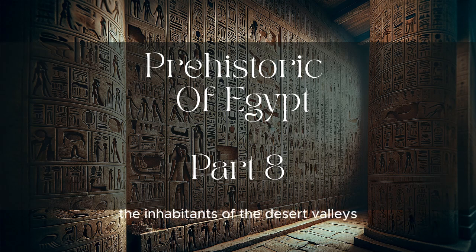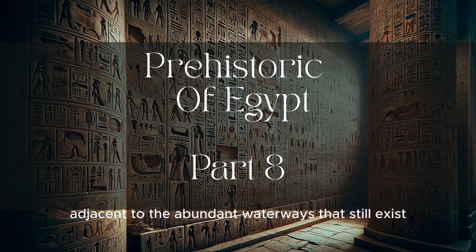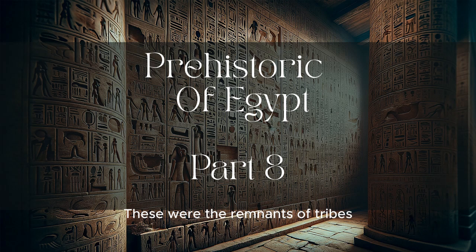All the inhabitants of the desert valleys and the Arabian Desert migrated to the Nile Valley, adjacent to the abundant waterways that still exist. These were the remnants of tribes that had previously roamed the mountains and plateaus covered by virgin forests. In fact, the Neolithic period is the true age in which Egypt was inhabited. The villages were located on the gentle elevations on the edge of the valley. The fertile part of the valley at that time was lower and wider than it is now, having been covered by silt for approximately 12,000 years.